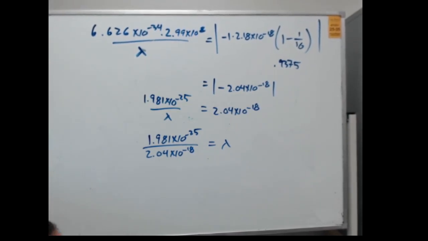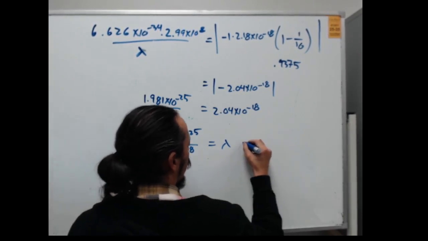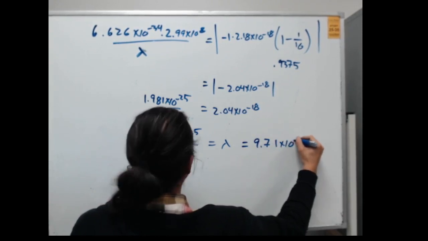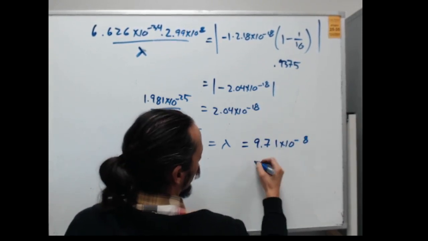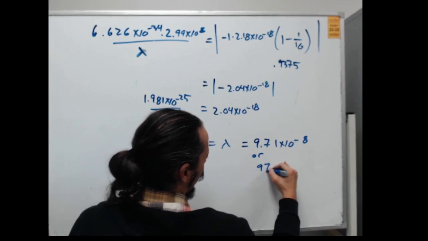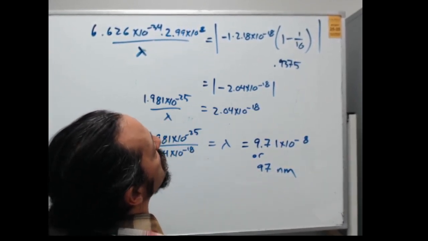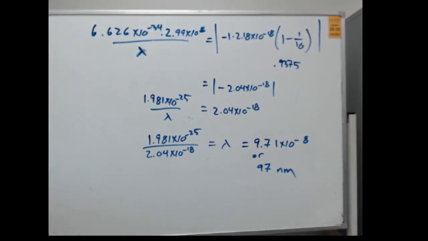Divided by 2.04 times 10 to the minus 18. Scientific notation. 9.71 times 10 to the minus 8, or 97 nanometers.